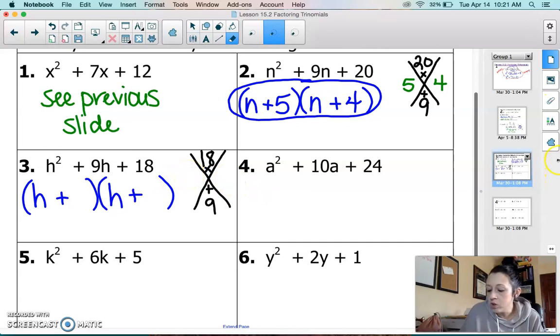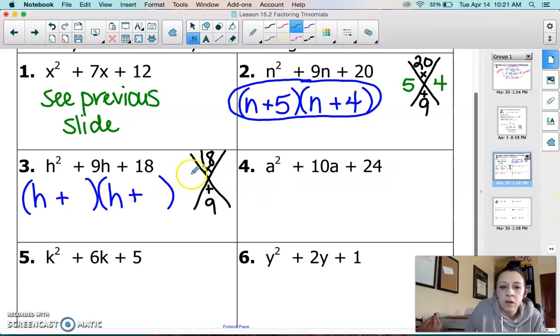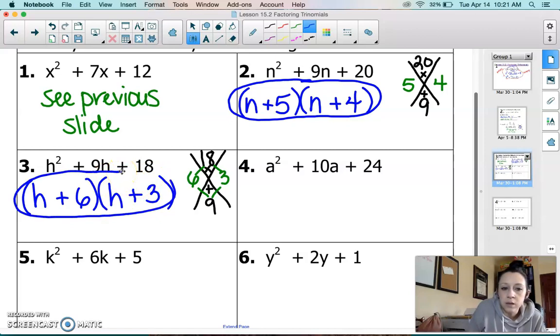I think we only have one more choice. What, 6 times 3? 6 times 3 is 18, and 6 plus 3 is 9. So we've got a winner. So I need 6 and 3. By the way, you could put 3 and then 6. The order does not matter at all. Okay, you just need a 6 and a 3.